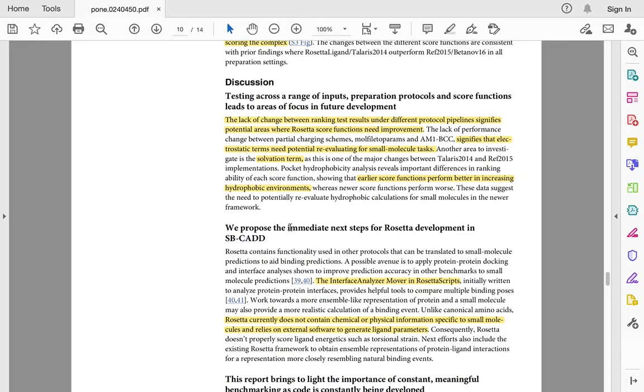This paper also talks about the future development needed for the score functions in Rosetta. Specifically, they are electrostatic term and solvation term. And this paper also proposed to use interface analyzer mover, which was initially written for protein-protein interface analysis, on the protein ligand docking analysis.